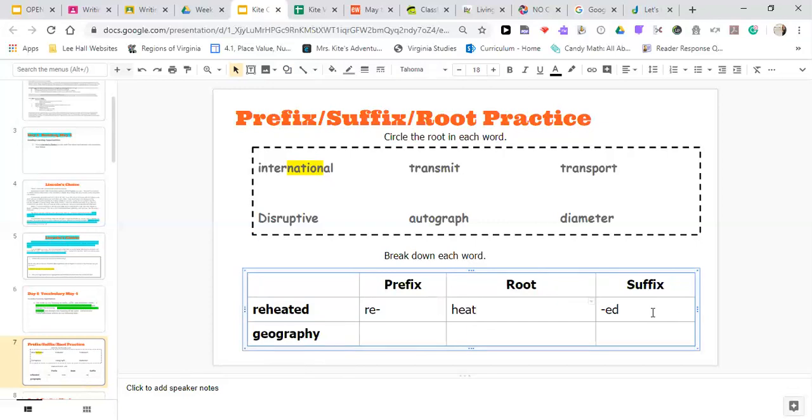So what does reheated mean? I want you to leave that in the comments below or send it to your teacher if you think you know what the definition is. And that's all we have to do for our prefix, suffix, and root practice today.